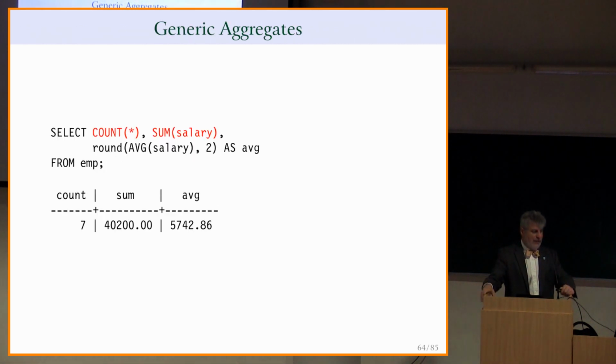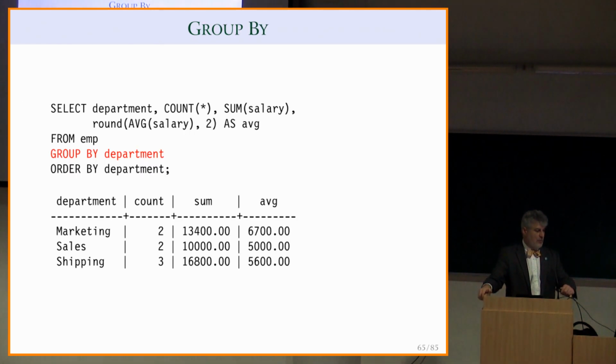So we could do a generic aggregate like this. We could say, how many employees do we have? What is the sum of the salary? And what is the average salary? Of course, in this case, we get one row because these are not window functions. These are just aggregates. There's no over clause, no window clause. Very, very generic.